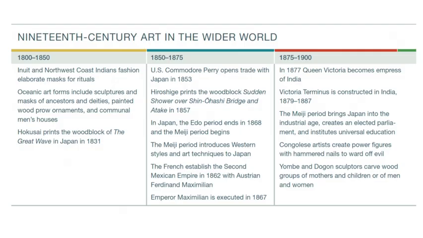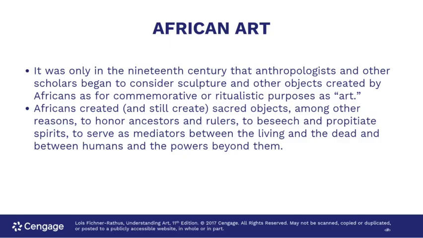So now we're going to move into the wider world, and I'm just showing you a little timeline of some other things happening in the wider world. We're going to look at some African art, some stuff from India and Oceania and Japan as well. So just important to remember that while we focus mostly on the Western world in this class, of course, there's other things happening all over the world. So we're going to start with some African art.